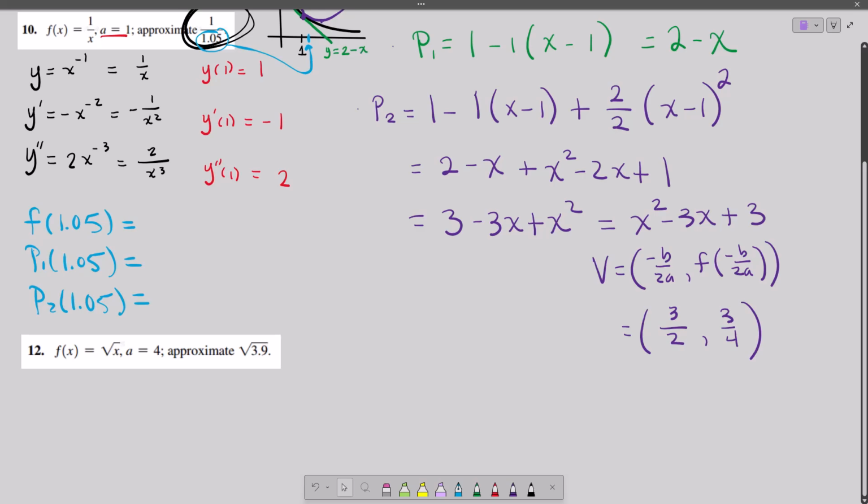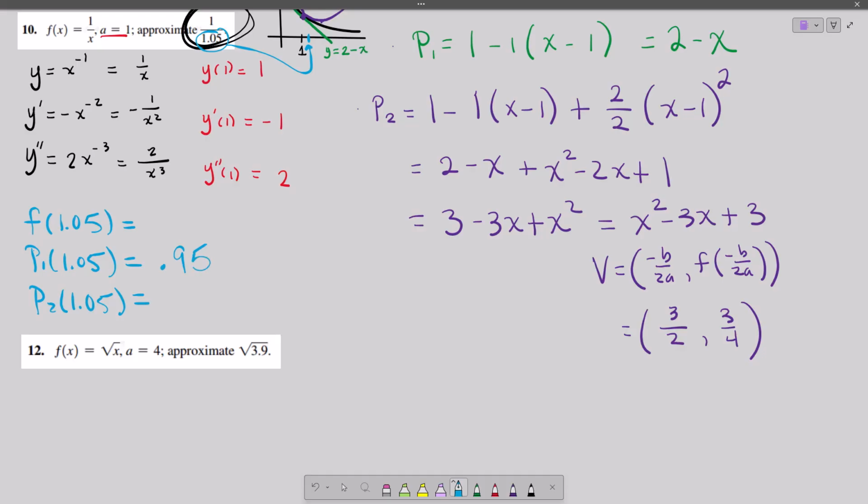So come up to P1. You could go to either of these places, it doesn't really matter. If we go here, we're going to subtract off 1.05. So if we subtract 1.05 from 1, we get 0.95. So that's our approximation.